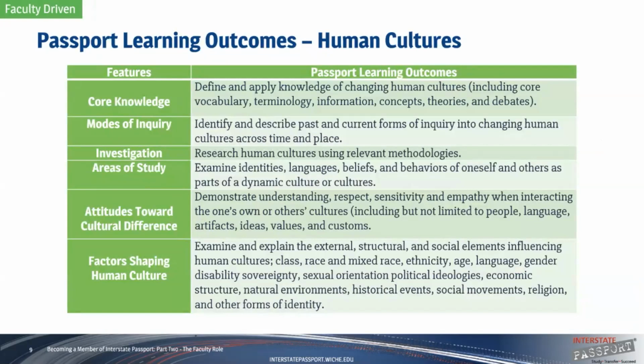This is an example of one area. This is the human cultures area, which in many institutions is sometimes identified as social sciences, or perhaps by some other broader category. This is just an example of, on the left side, the features that the teams identified, and then the outcomes that they agreed they expect through lower division study of this part of the curriculum.